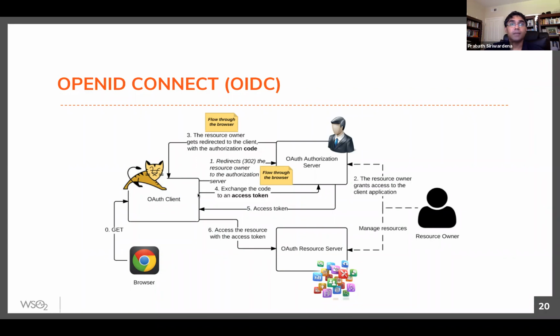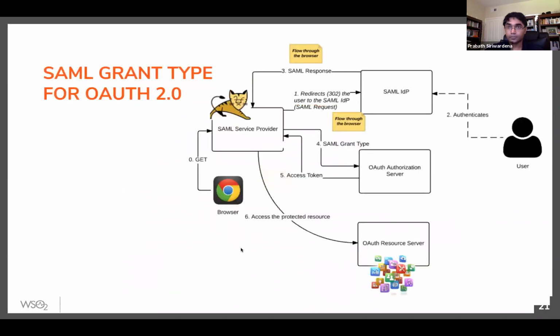Then in step 4, the client will exchange the code for an access token. Now, since the authorization server knows this is an OpenID flow, it will also return an ID token in addition to the access token. I haven't put it here. So in addition to the access token, you will also get an ID token. Then you can use the ID token at the client side to find out who the user is. And if the client wants to access a resource on behalf of the user, then it can use the access token, right? Okay.